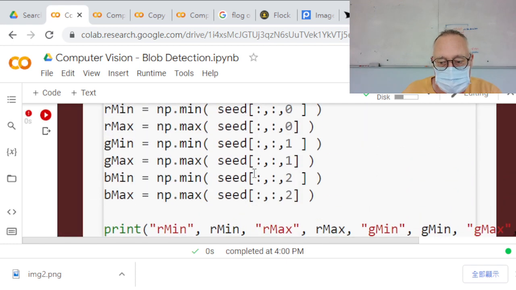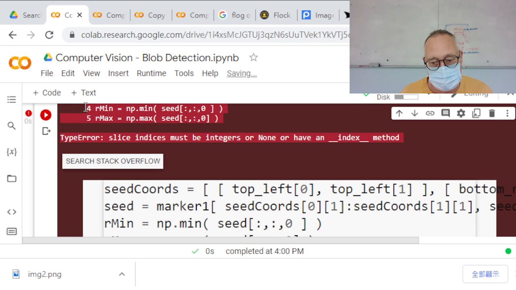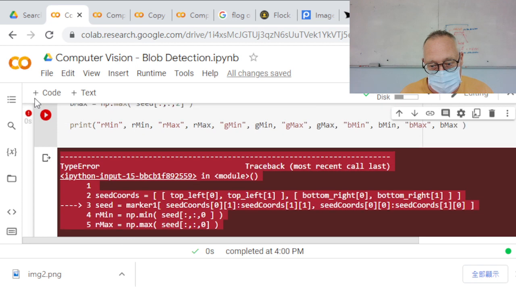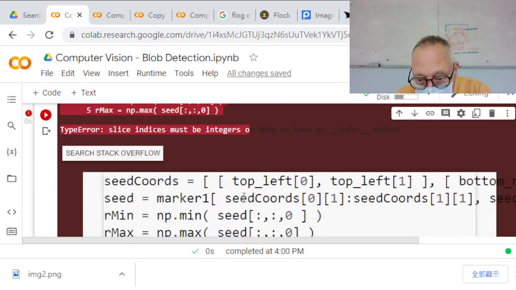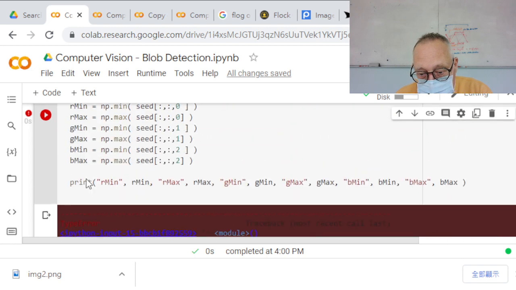So here then we can calculate, and now I want to say any pixel that is within that range from red minimum to red maximum, green minimum to green maximum, blue minimum to blue maximum should be what I consider to be the correct color. But now my seeds are wrong. Top left 0, top left 1. Must be integers, none, I have an index missed.